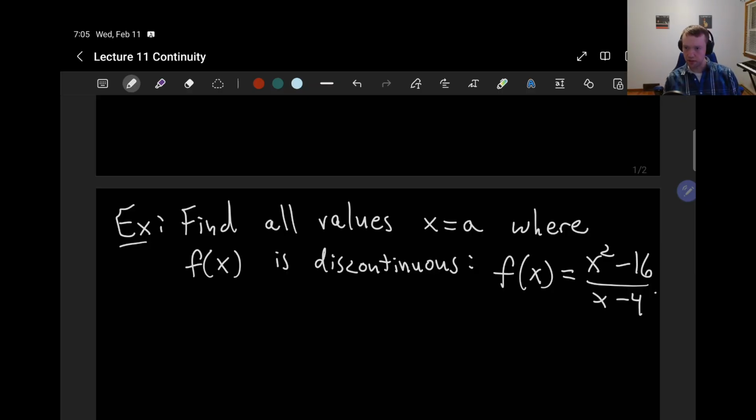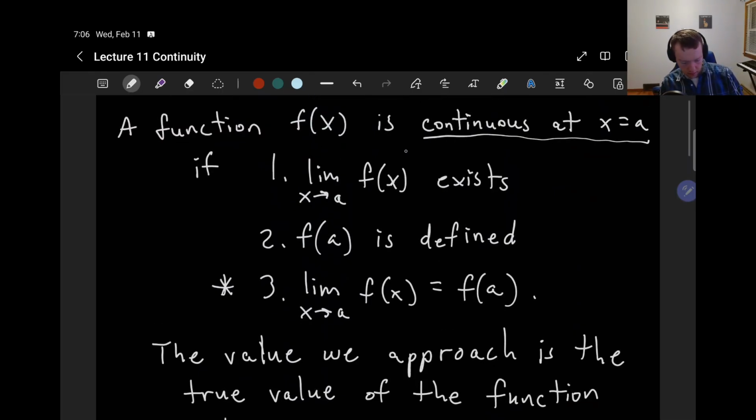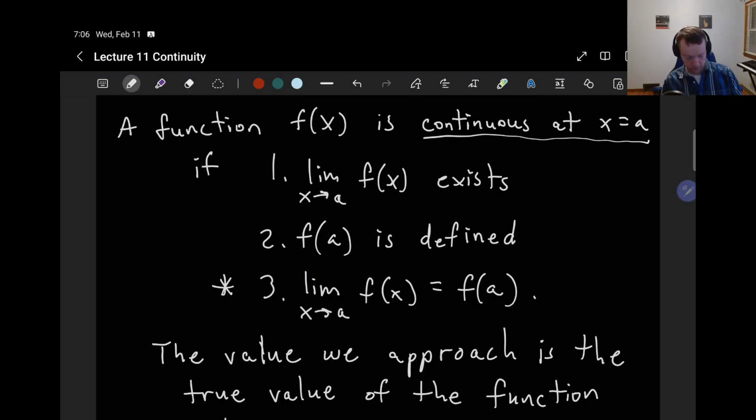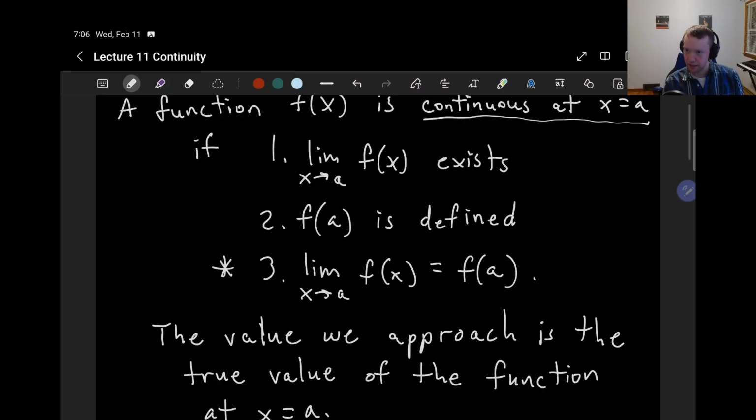So to be discontinuous, you need any one of those 3 conditions we mentioned to fail. So if you can find a place where the limit does not exist, great. If you find a place where the function is not defined, great, you're discontinuous there. Or if perhaps the limit exists and the function is defined, but there's a disagreement, like we saw in the previous example, then also you're discontinuous at that point.